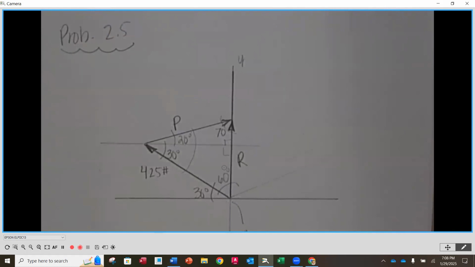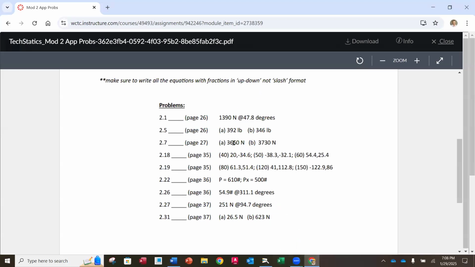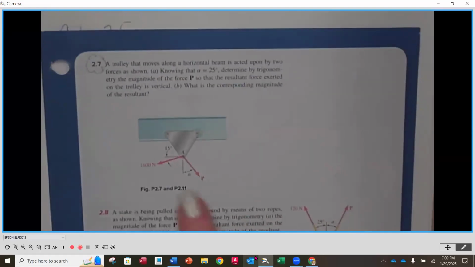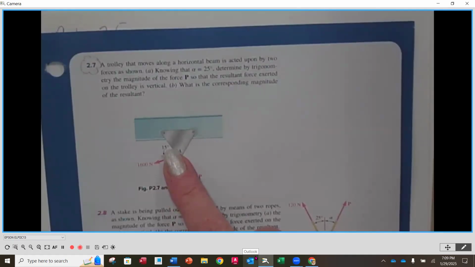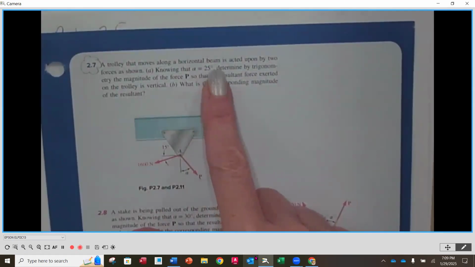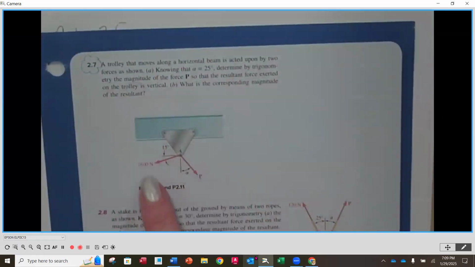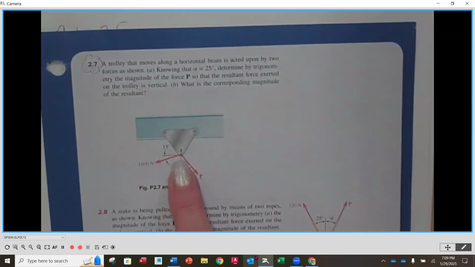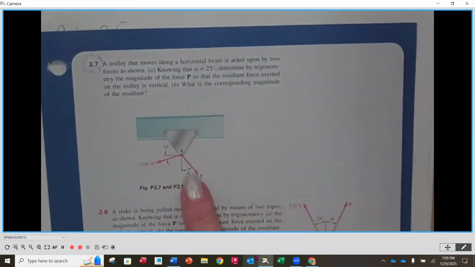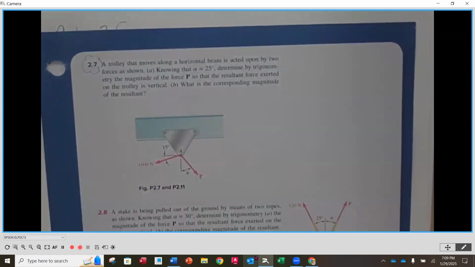Okay, and then I think the next one that you have is 2.7. I'm just going to confirm that here. Yep, 2.7. So 2.7 is going to be found on page 27. We have a trolley that moves along a horizontal beam. It's acted upon by 2 forces. We see them right here through point A. Knowing that alpha is 25 degrees, determine by trigonometry, sine, cosine law. You could use the rectangular component method if you wanted to at this point as well, to find the magnitude of force P.